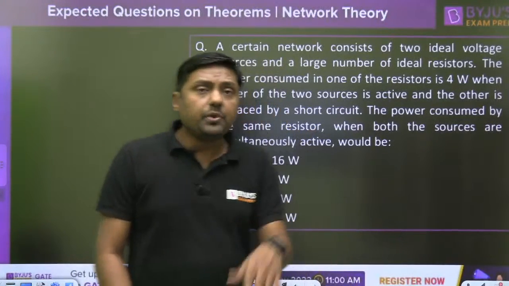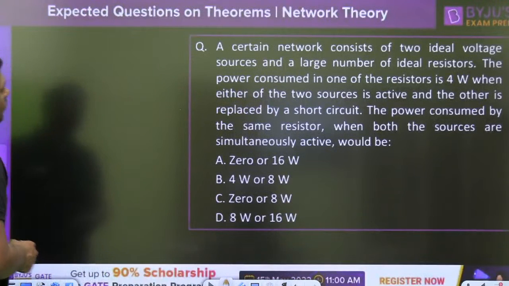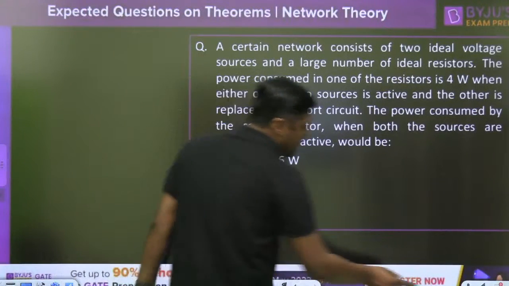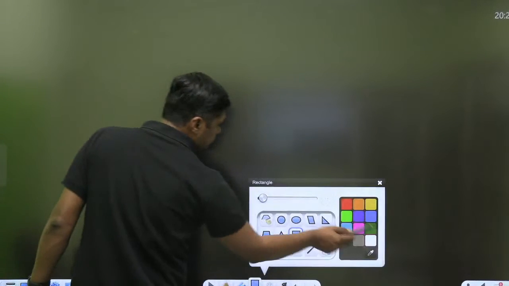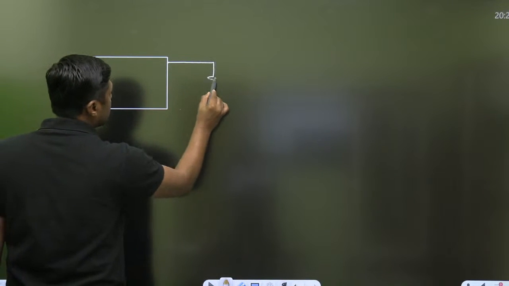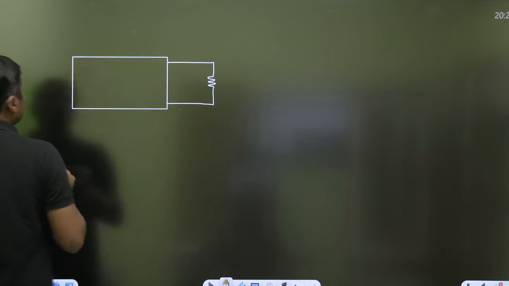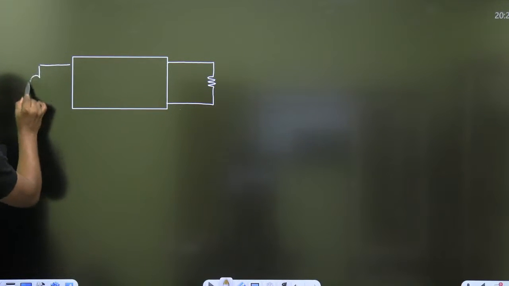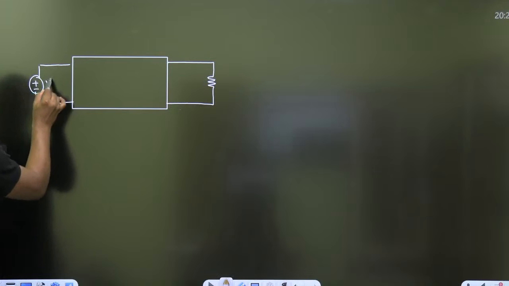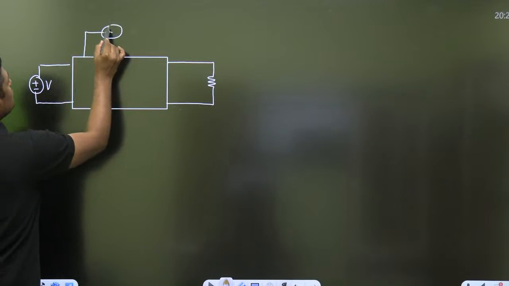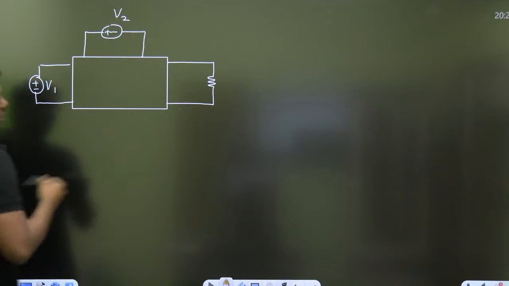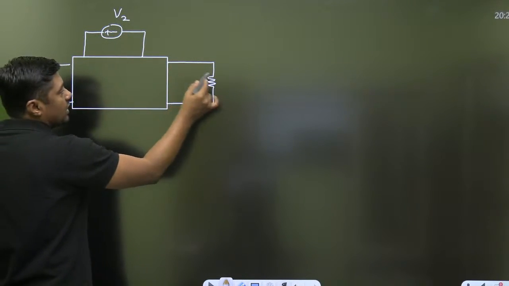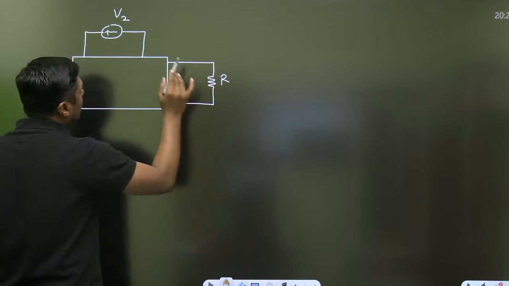Okay, in the previous class I already gave the answer for this type of question. We have solved one question on this. Let that be the network, any network, and let this be one resistor. What are the possibilities? Plus minus V, there may be another voltage source plus minus V, V2 and V1, and because of this, the power across this resistor is 4 watt.